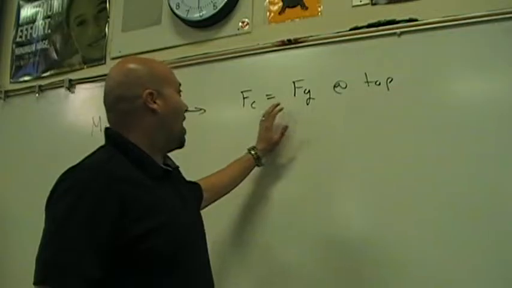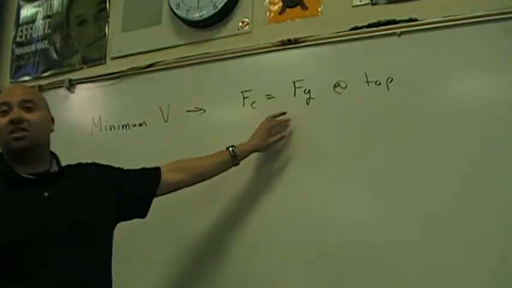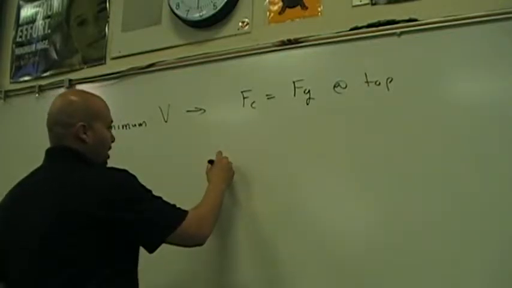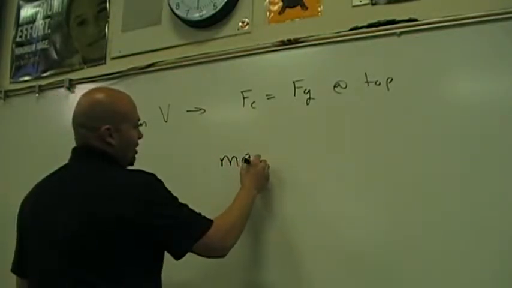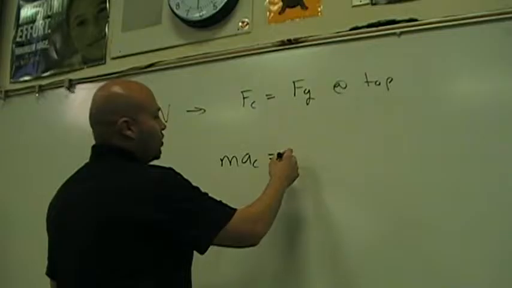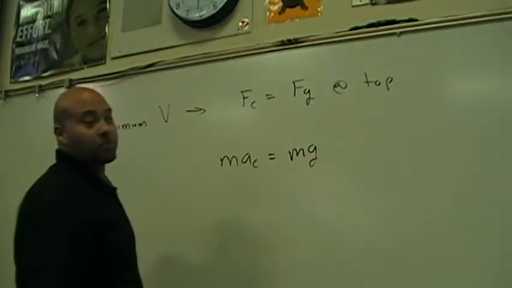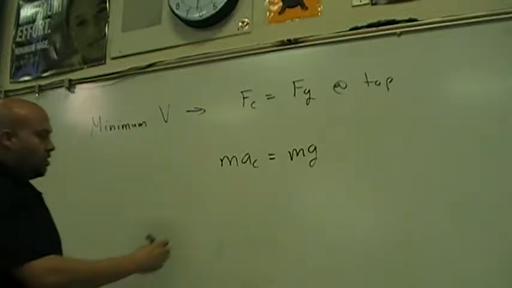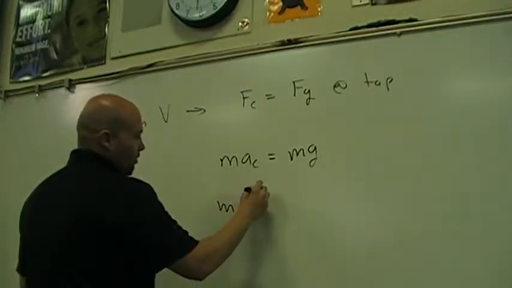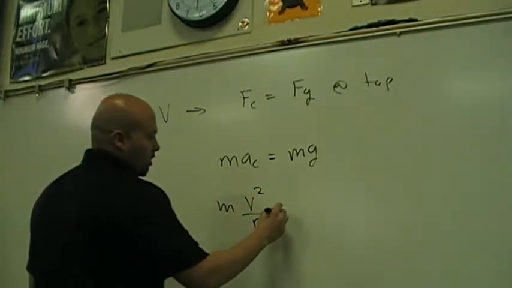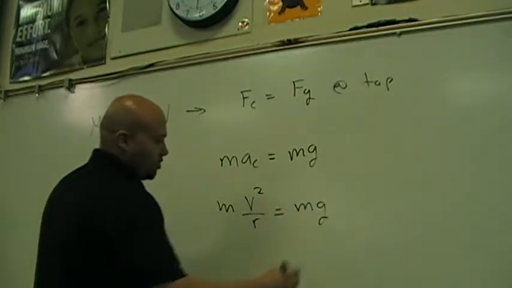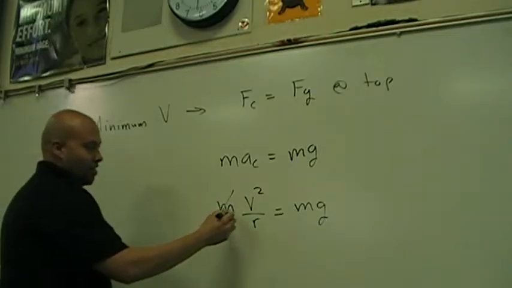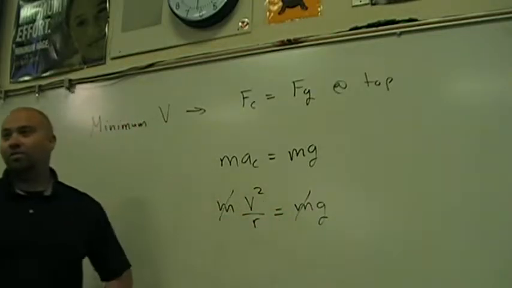All right, so FC equals FG at the top for the minimum. So FC is MAC, and FG equals MG. Right? So then we have MV squared over R equals mg. Again, we lucked out, so mass cancels out.